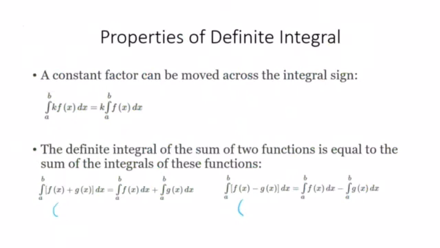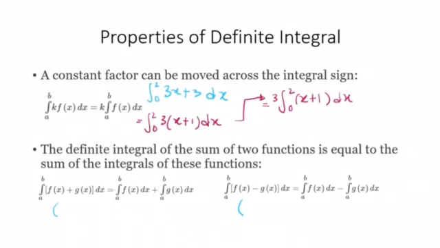Properties of definite integrals. There are 6 properties of definite integrals. The first one is that a constant factor can be moved across the integral sign, which means that we can factorize the function and move the constant to the front of the integral sign. Let's see this example. If you factorize it, we find that 3 is the constant, so we can move it to the front.